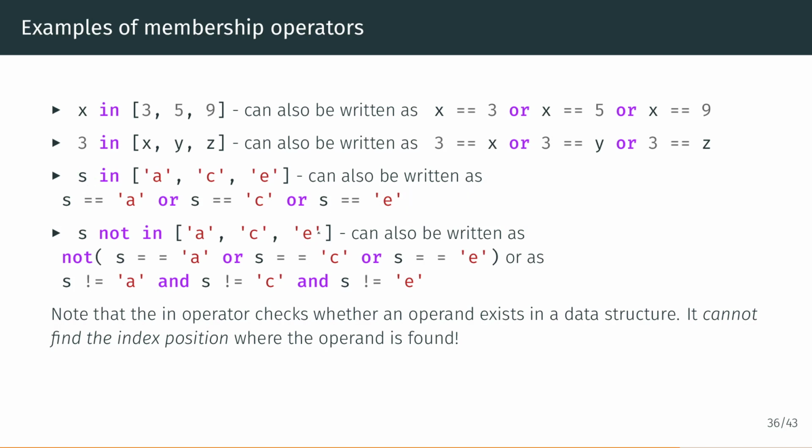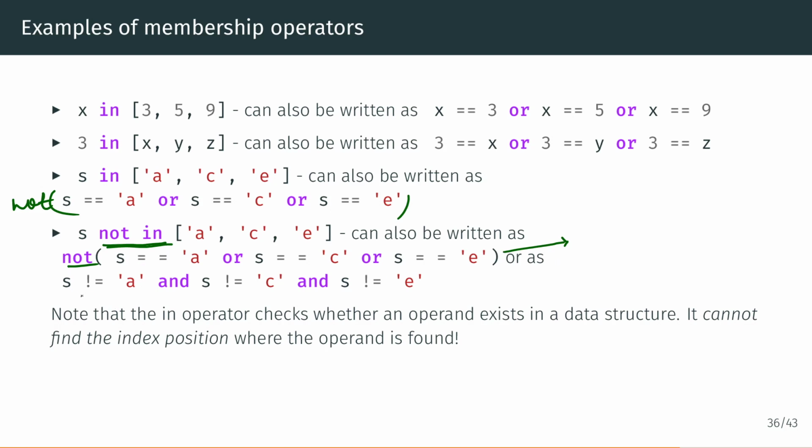Now similarly, you have this not in, which is exactly the opposite of the in operator. Essentially it's the same thing with a not added before. So s equals a, or s equals c, or s equals e, not. And as you might have guessed by now, this evaluates to true if s is not a or c or e.